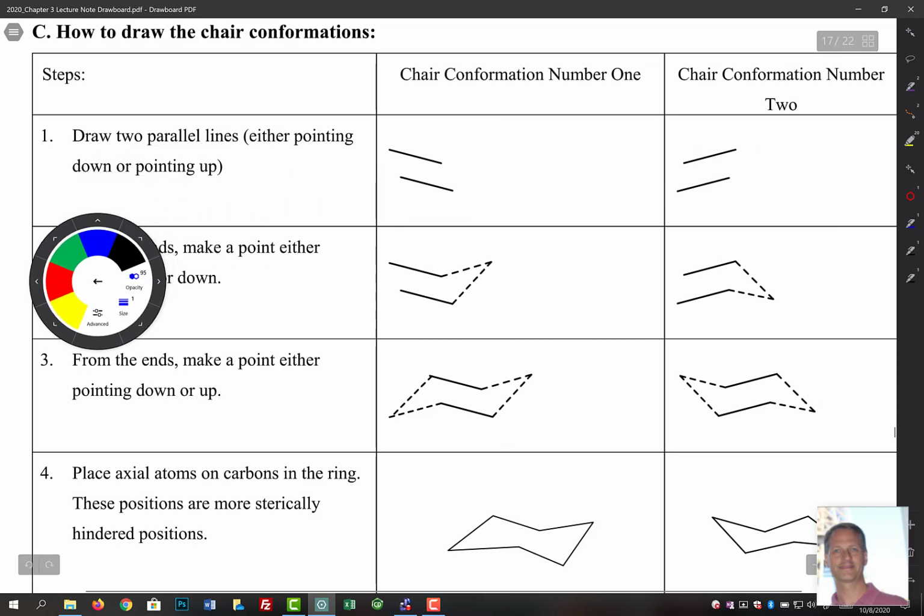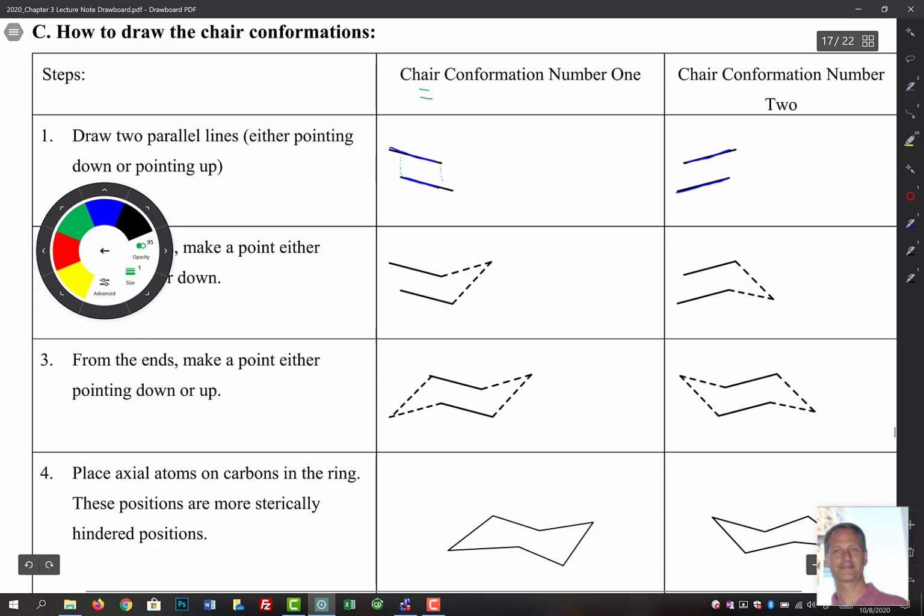So we're going to draw two parallel lines. We'll draw a parallel line going down this direction, and then a parallel line coming up like that. And we want to get them a little bit off. So notice that this is about right here, and that goes to about right there, right? So they're not perfectly on top of each other like that.